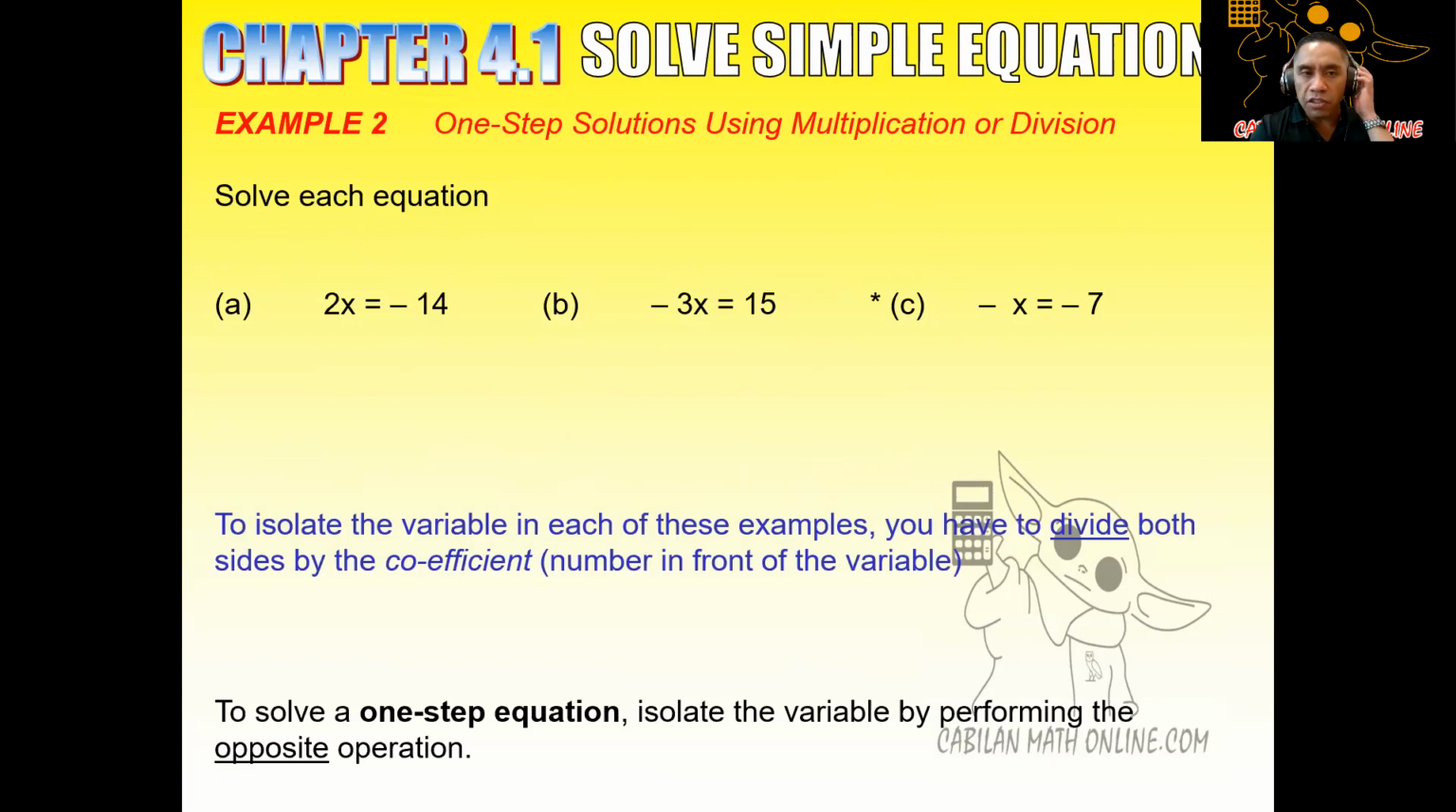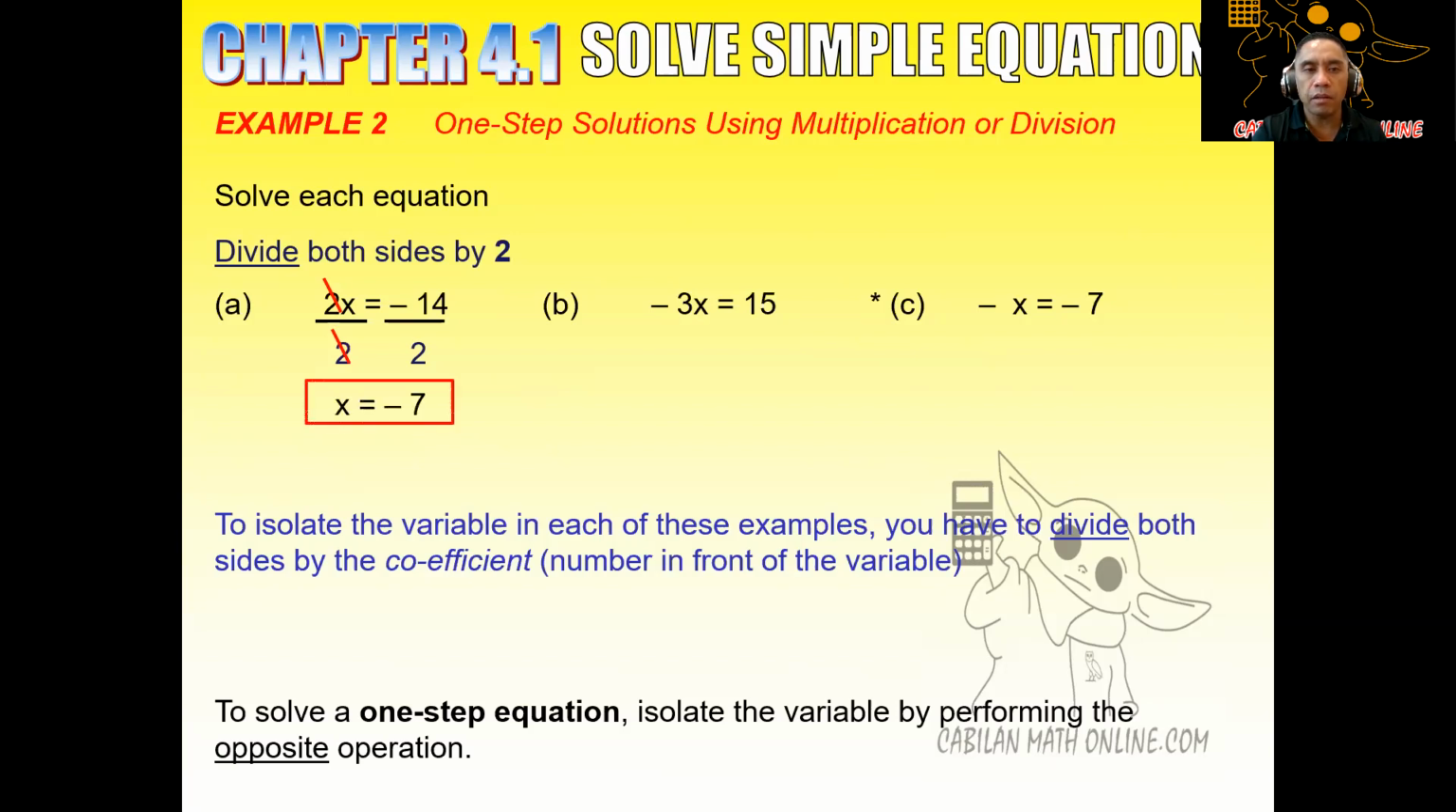So if you take a look at the first example here, what we're going to do is divide both sides here by 2. Now, when you do that, if you take a look at the left side, when you divide both sides by the coefficient, it simply cancels out that coefficient. And you can now see that the x is by itself. And then negative 14 divided by 2 will give me negative 7.